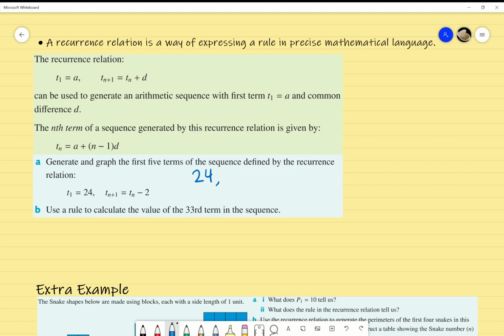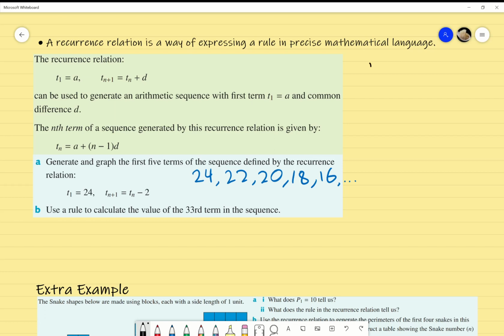So, what's the next term? 22. Good. And then? 20. Awesome. You guys get the pattern, don't you? We're going down by 2 each time, and I'm just going to signify that it continues using my ellipses. So 24, 22, 20, 18, and 16, going down by 2. I've created the sequence based off the recurrence relation. Now all it's asking me to do is graph the first 5 terms. I could go ahead and create a table, but I'm going to forego that step and go straight into graphing it.